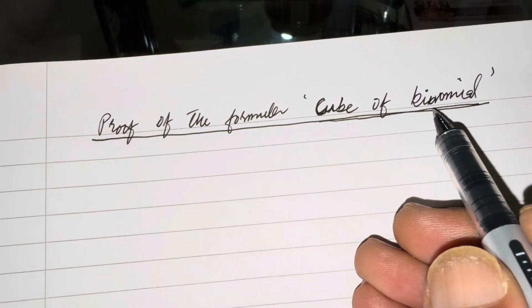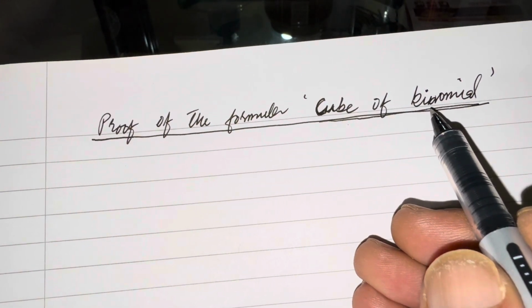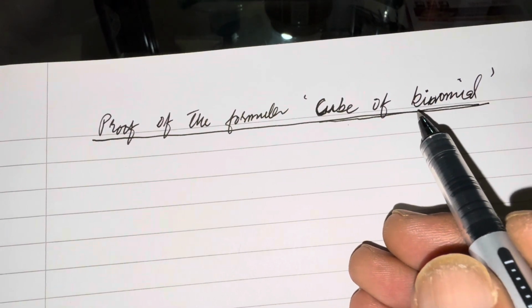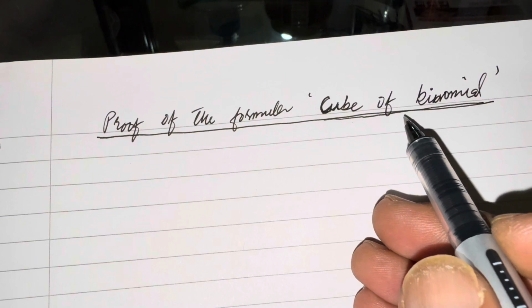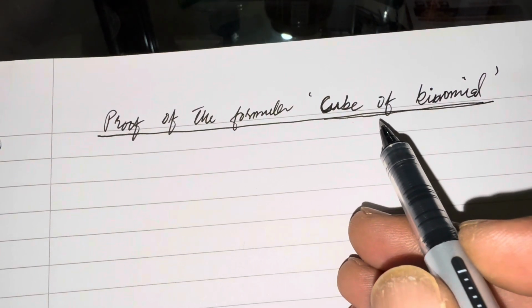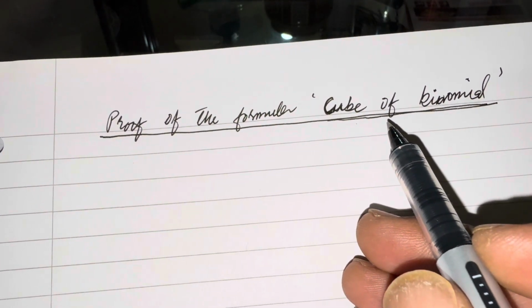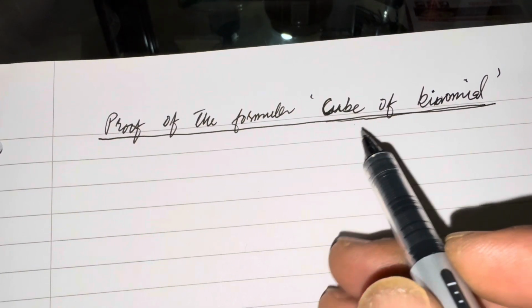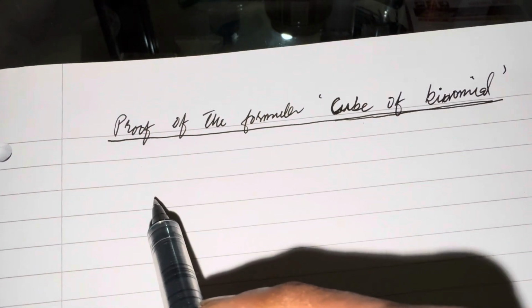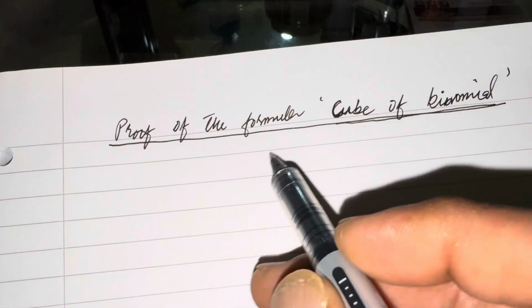Binomial means that there are two variables in the formula, and we taking the cube of that formula and then we will find how can this formula be written as.